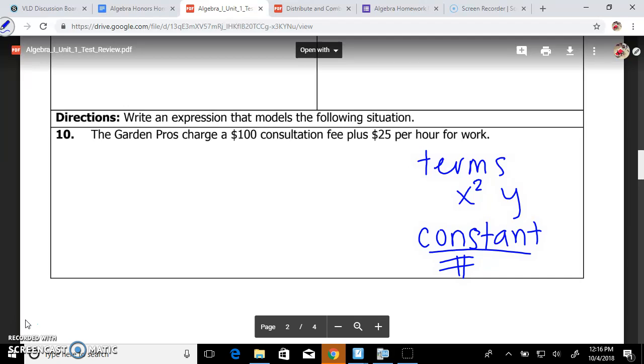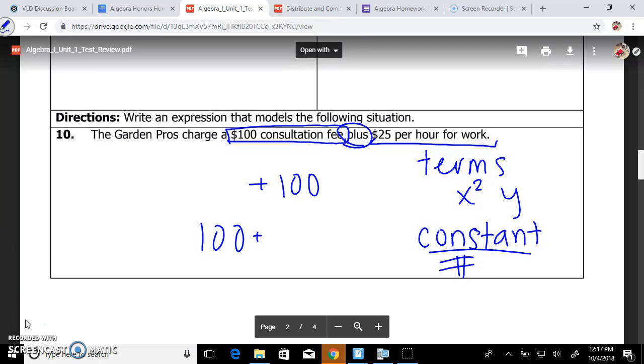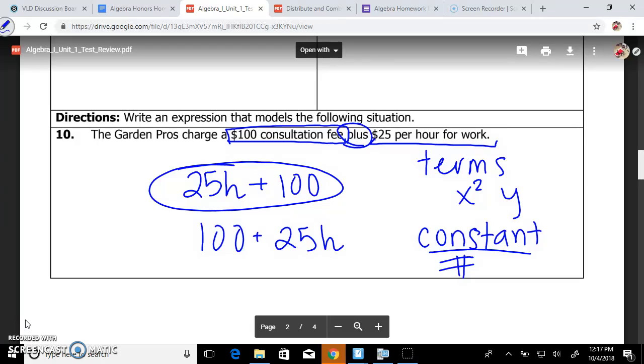The Garden Pros charge a $100 consultation fee plus $25 per hour for work. So which of these things stays the same, is one-time, constant, and what changes? Well, the $100 consultation fee is the one-time thing. So that's our constant, $100. Plus, and you could say 100 plus this next thing or the other way around, $25 per hour. So we might say 25 times h or 25 times x. And adding them together would give us our total.